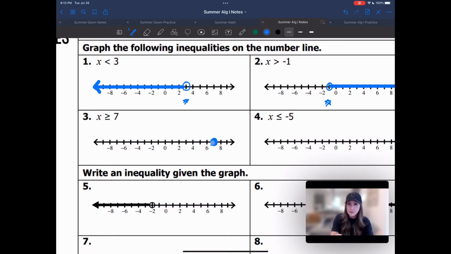Okay, and then greater than means I'm going to shade to the right. I'm going to go everything that way. So they don't give you a lot of room to do that here, but that's okay. Just darken that part of it, draw your arrow, and that's everything that's greater than or equal to 7.